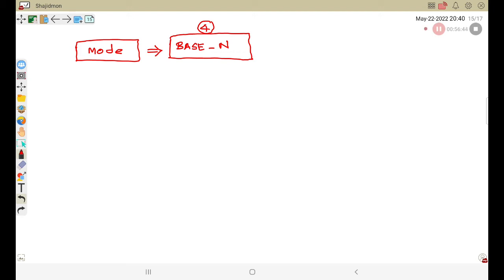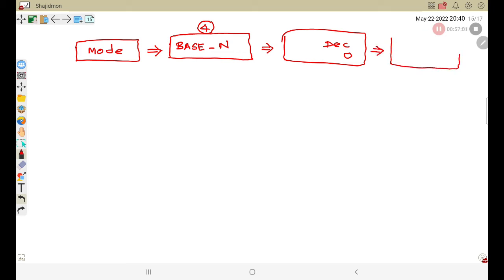Now choose that option. Your calculator by default shows decimal 0, since we have not entered any number. Now just enter your number 1027 and press equal to, so that your calculator display shows decimal 1027.